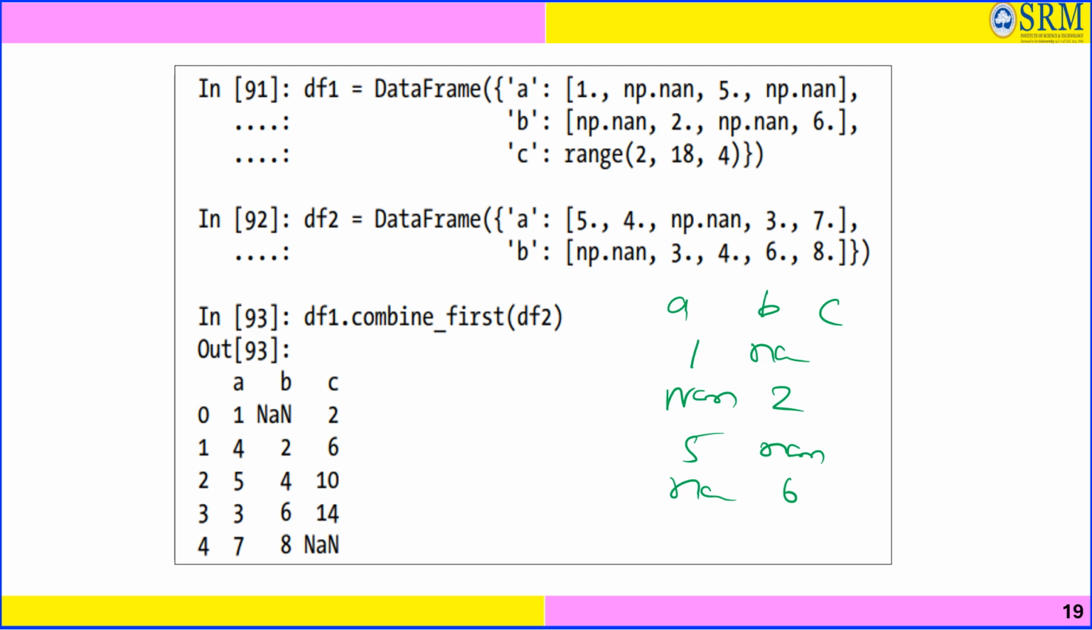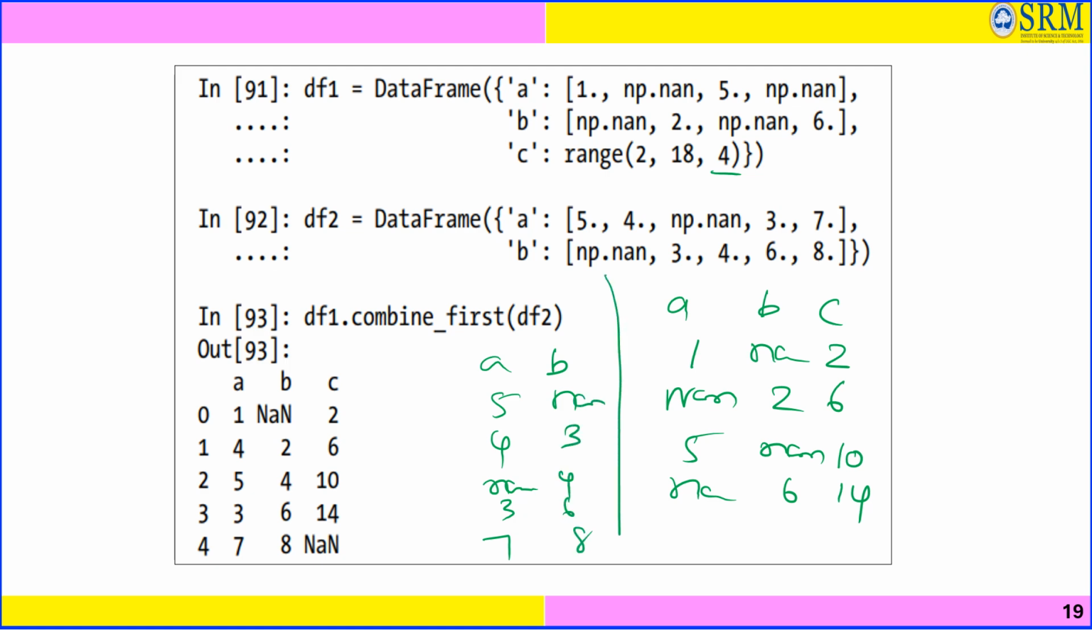For this case, you have to start from 2, and the step size is 4. So 2 plus 4 is 6, 6 plus 4 is 10, 10 plus 4 is 14. Okay, so this is df1. And then for df2 you have a and b, and the values of 5, 4, nan, and then 3, 7, and here nan, and 3, 4, 6, 8. Okay, so these are the two data frames.